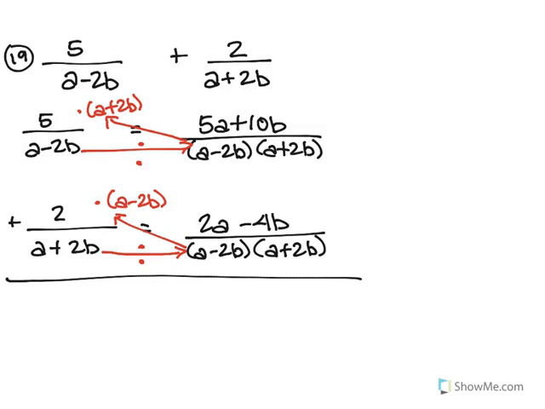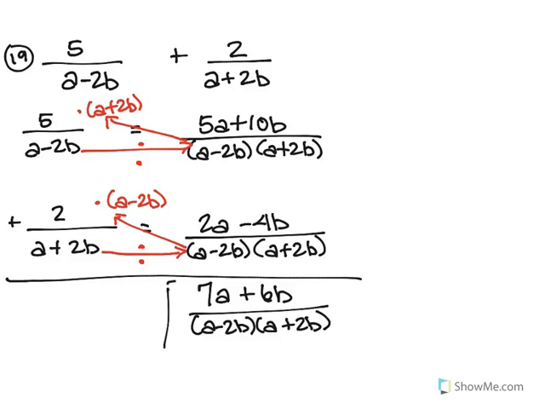And when we combine 5a plus 2a, 7a, and 10b minus 4b, 6b, all over a minus 2b and a plus 2b. And is there anything you can do to that top? No. That's your answer. Questions?